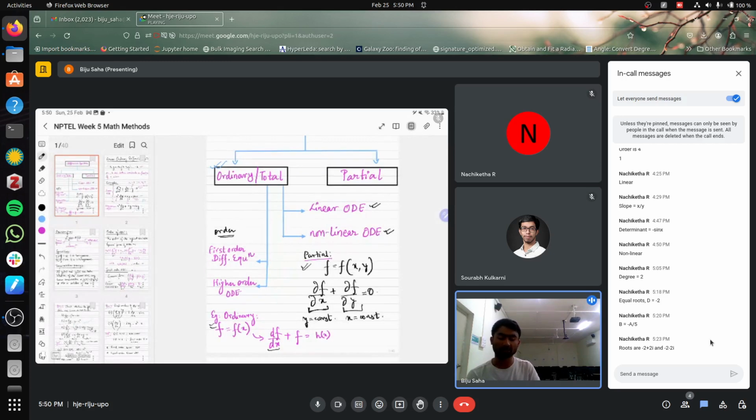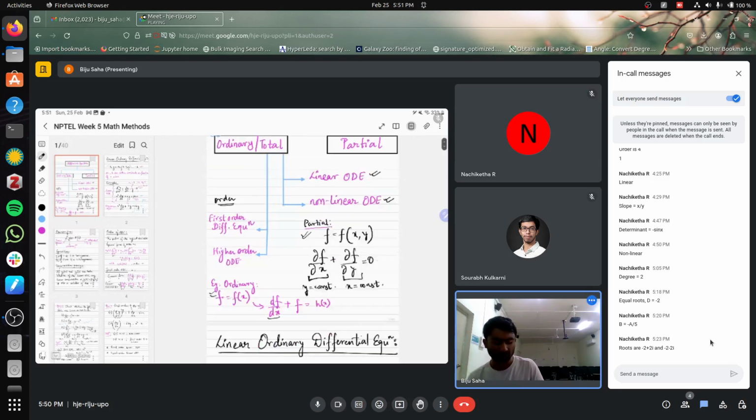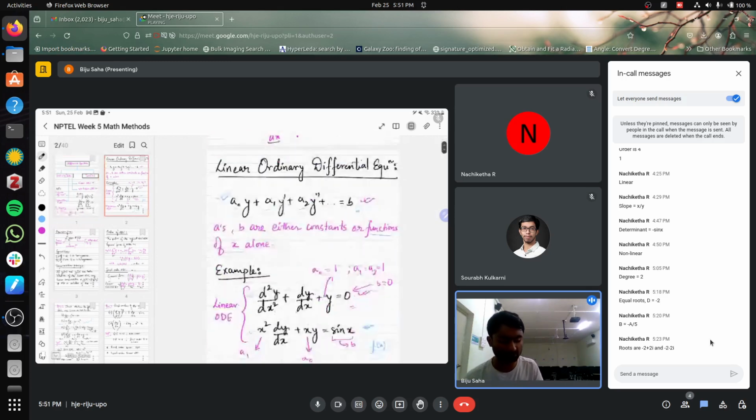And since in this lecture I focused on the ordinary differential equation, the ordinary differential equation can be classified into two categories, the linear ODE and the non-linear ODE. And in terms of order, either the first order differential equation or the higher order like 2, 3, 4 and so on. So this is how the linear ordinary differential equation format looks.